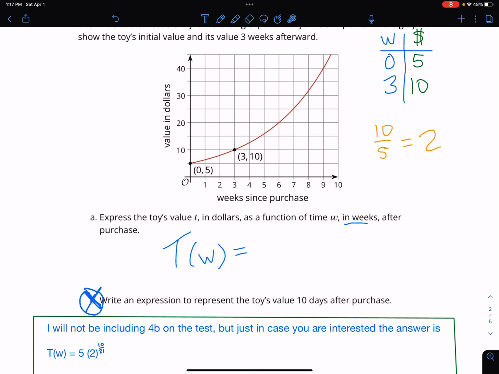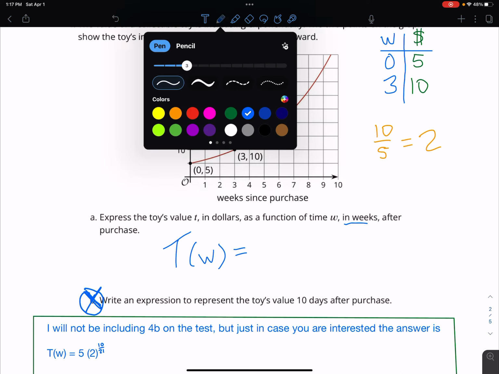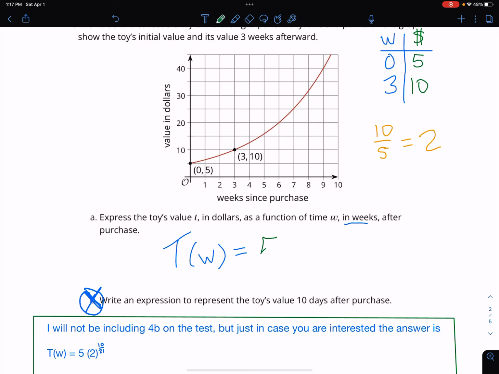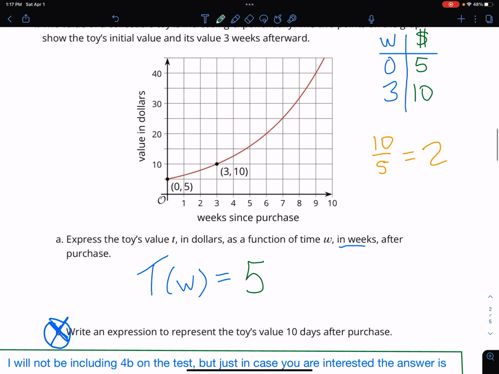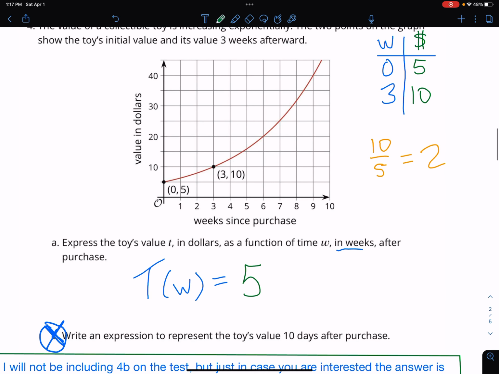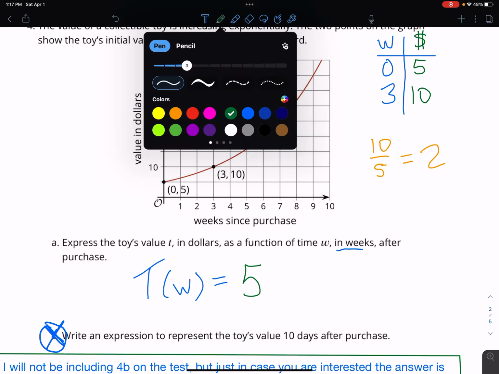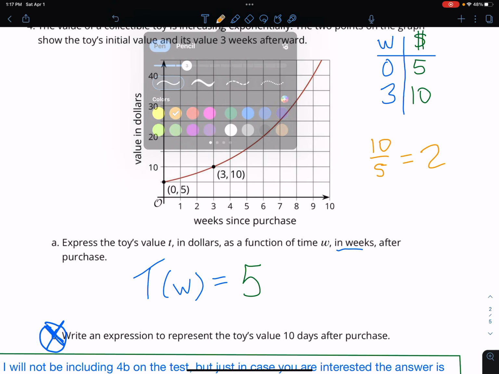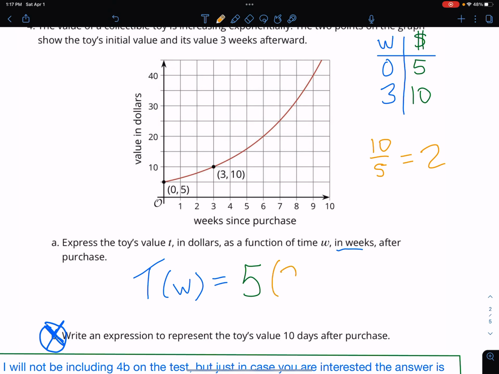Where do we start? We start at the beginning. Every single time, start at the beginning. It doesn't make sense to start anywhere else. Why not start at the beginning? So we started, this thing was worth $5. Here's the original value. We're plugging it right into our formula. Start at the beginning. Next, we're going to multiply times that rate of change. We figured out that this thing is doubling. It's doubling each 3 weeks.